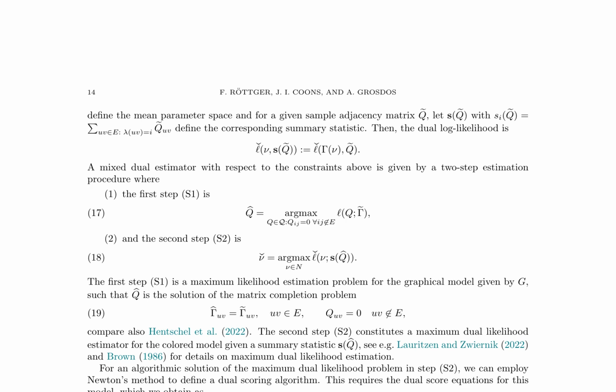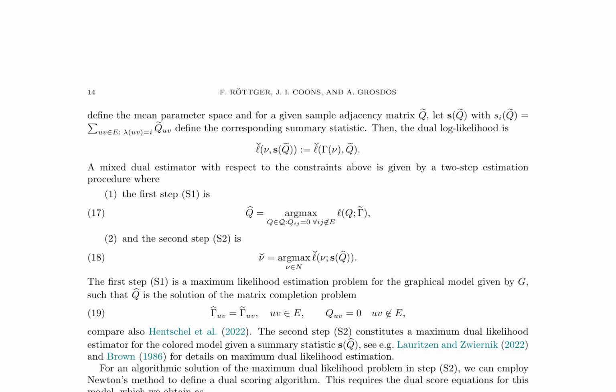to the parameter nu. The dual score equations are given by QSI, nu, equals 1/2, sigma, UV in E, Lambda, UV, equals I, cube, nu, EQUV, for 1 is less than or equal to I is less than or equal to R.